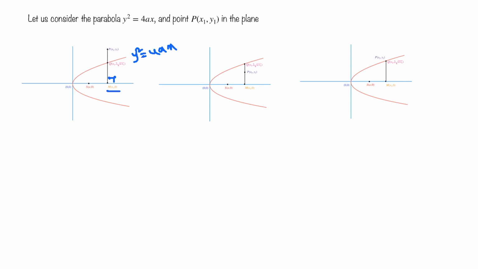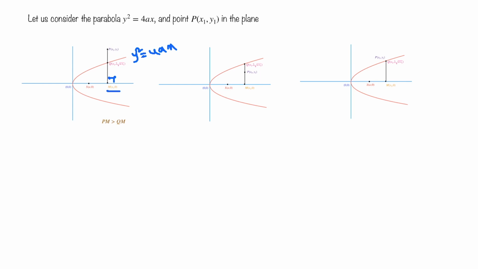So it is pretty clear from this figure that PM is bigger than QM. When P lies exterior to the parabola, what is happening here? This PM is bigger than QM.